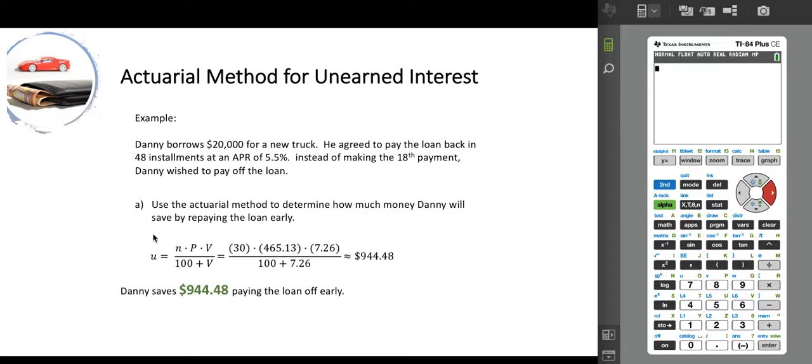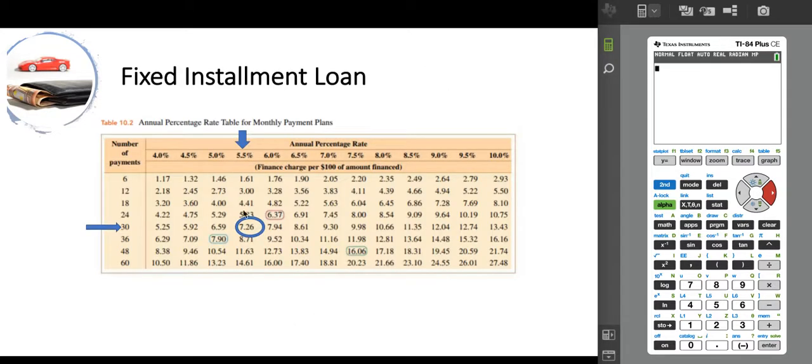Okay, so here's how it gets used. In our problem, if Danny is paying off the loan at the 18th payment, he has 30 payments left. 48 minus 18 is 30. He owes $465.13 for each one of those payments. Now notice this number is 7.26. So look at the chart for how we got this number. Now remember, we're staying at this 5.5% interest, but he has 30 payments left. So that's what the V is in the formula, 7.26. That's where that comes from.